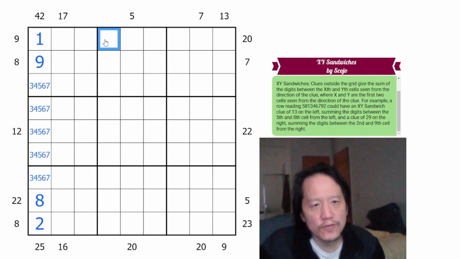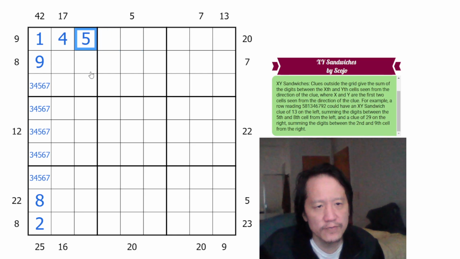Between the 1st and the 4th, if it's between the 1st and the 5th, that would have to include a 5, which is not allowed. So this has to be 4. 1st and 4, which means these two add up to 9. So that has to be 1 and 5. Cannot be 4 or 5.